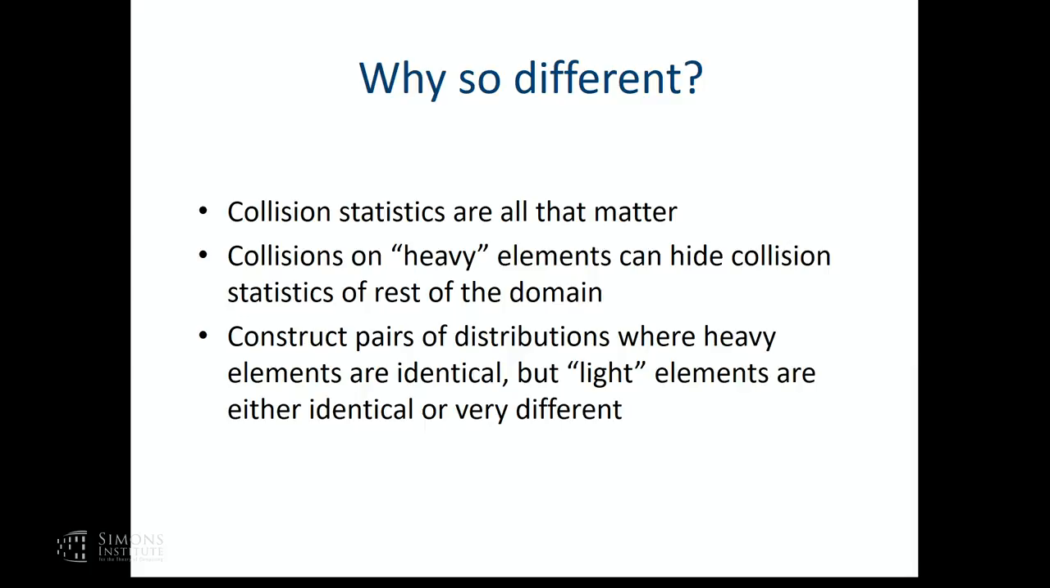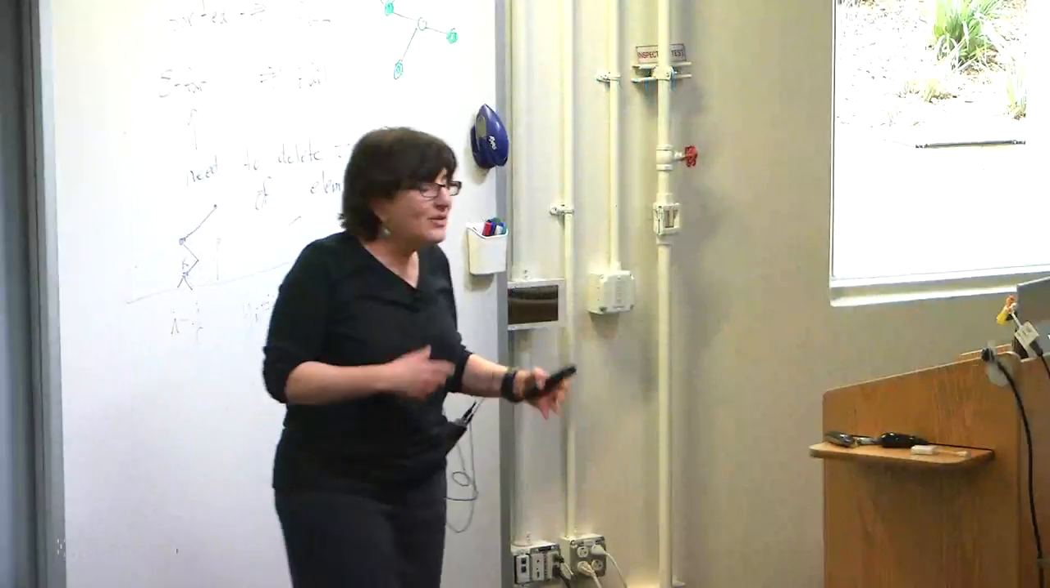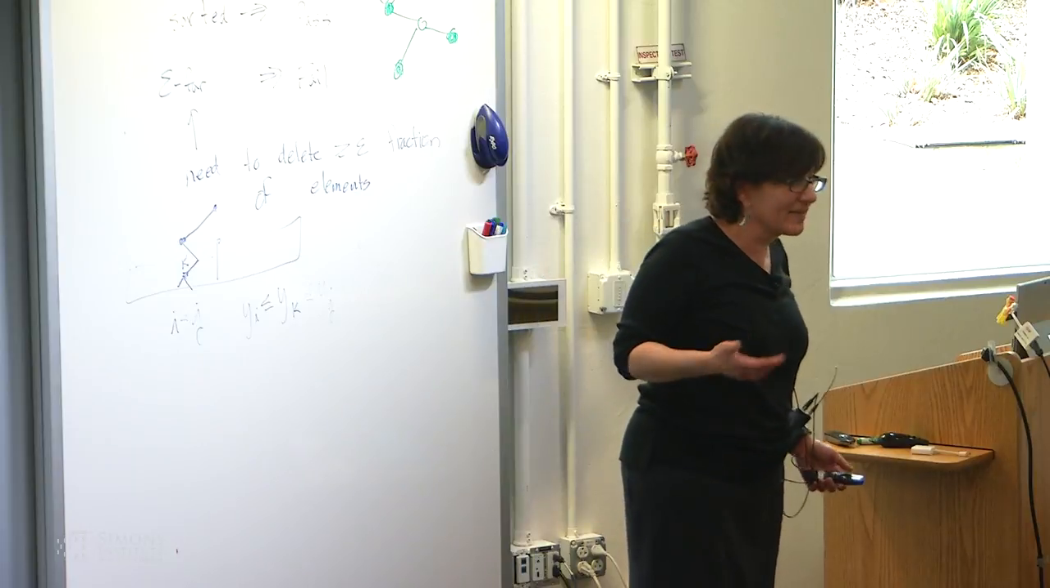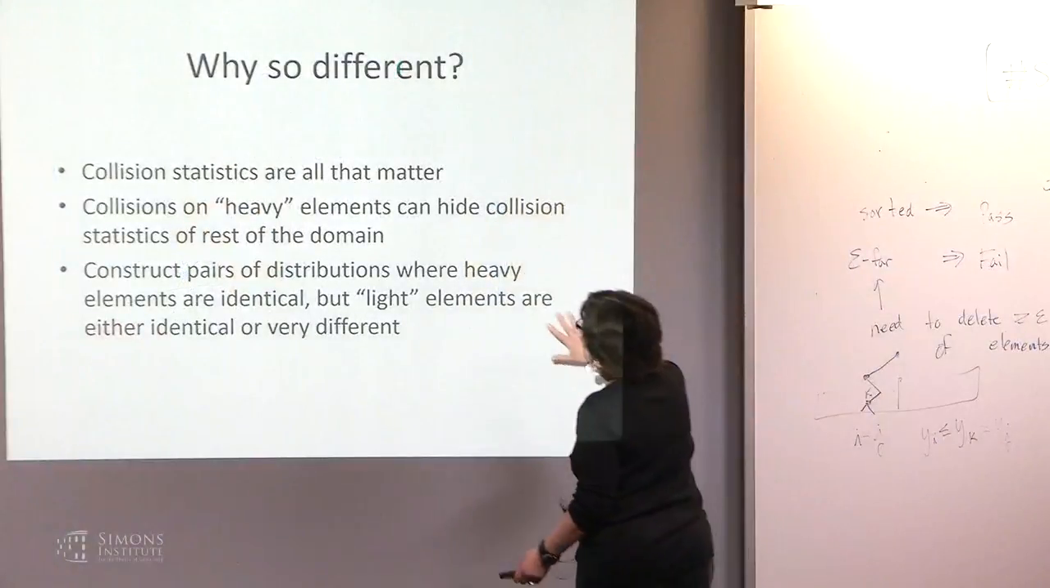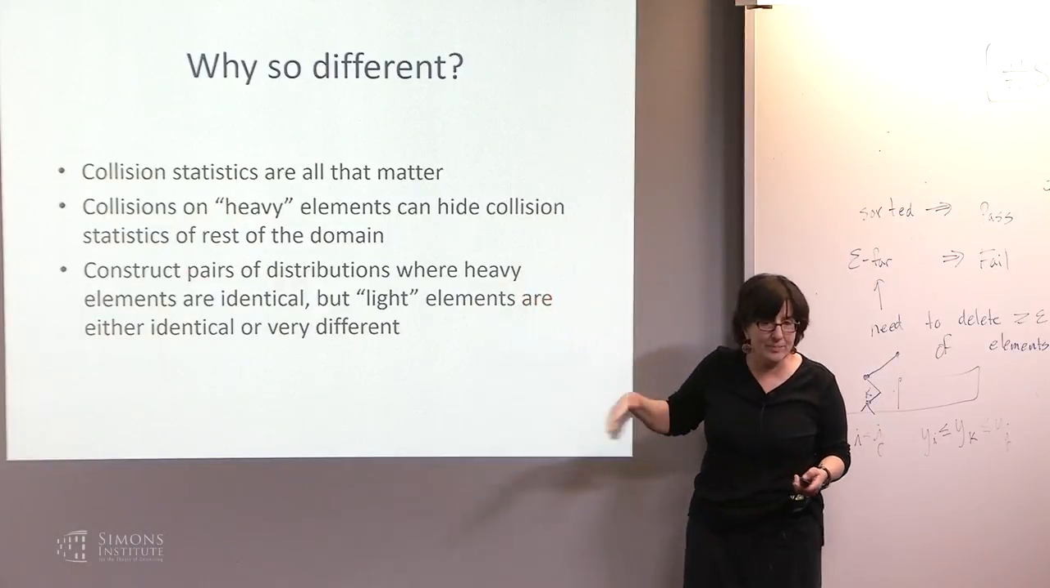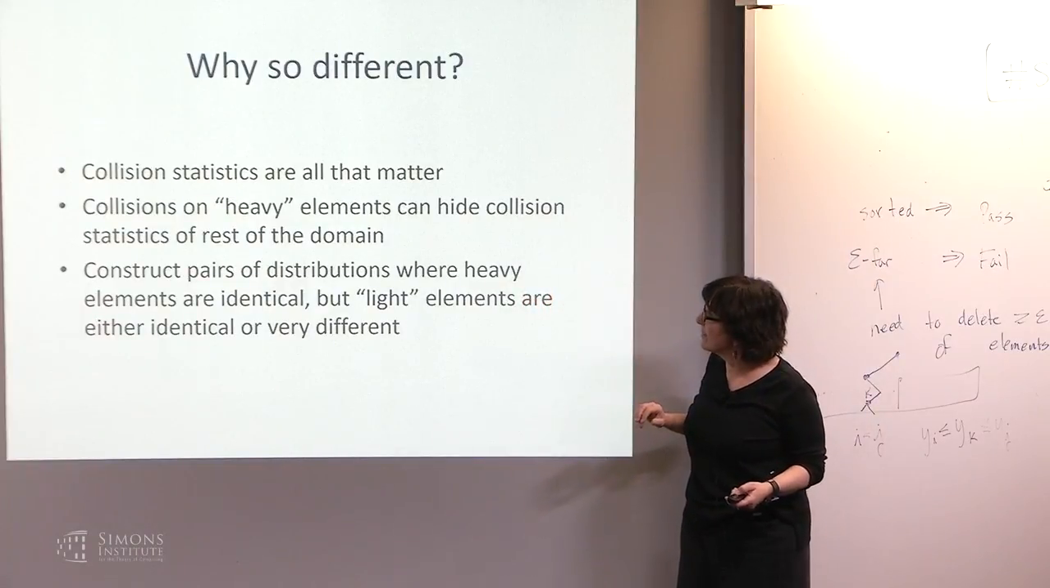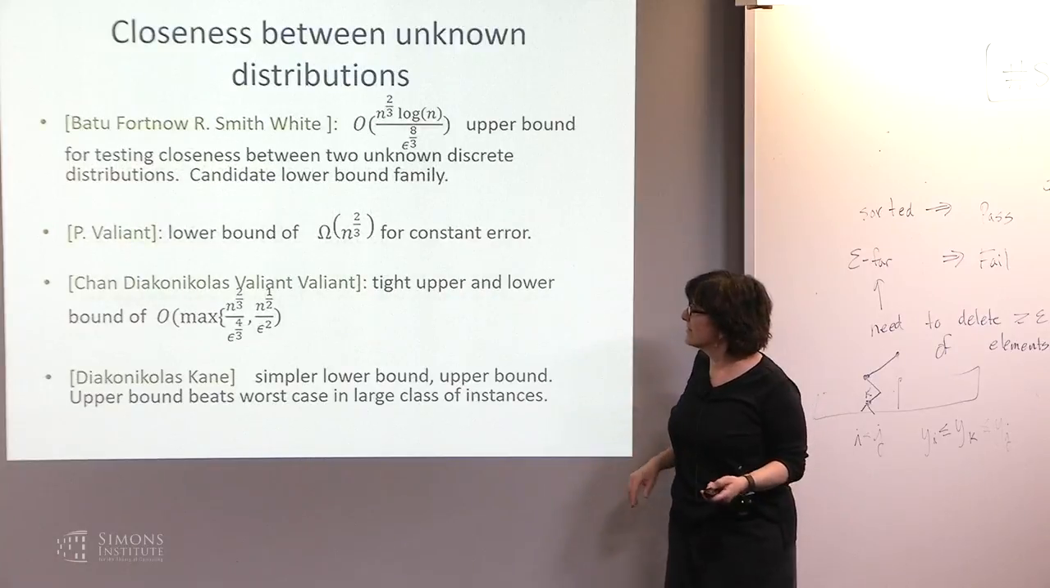There are enough light elements that P is either identical to Q or far from Q. But on the other hand, the collision statistics of the heavy elements swamp what's happening on the light elements. You can't tell what's happening from the light elements, because it's completely swamped out by the variance of the heavy elements. And that's how these lower bounds go, and that's why it's difficult. But you can do it in n to the 2/3 time by looking at these collision statistics.